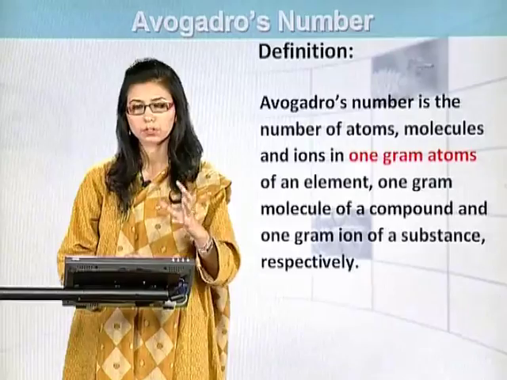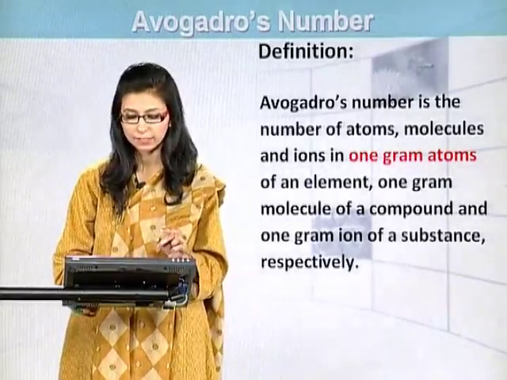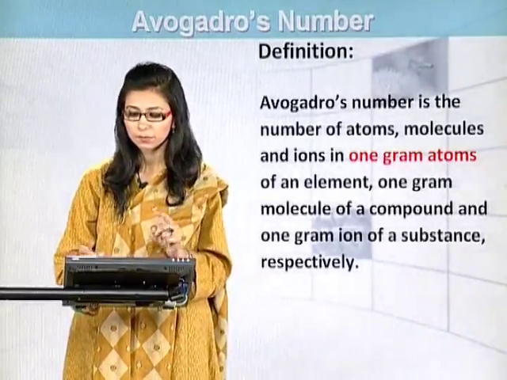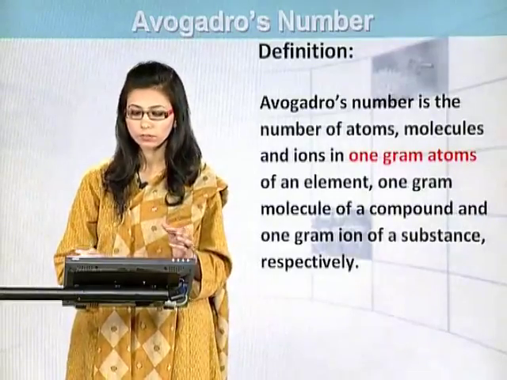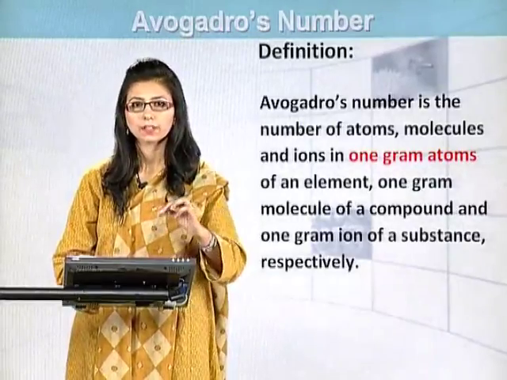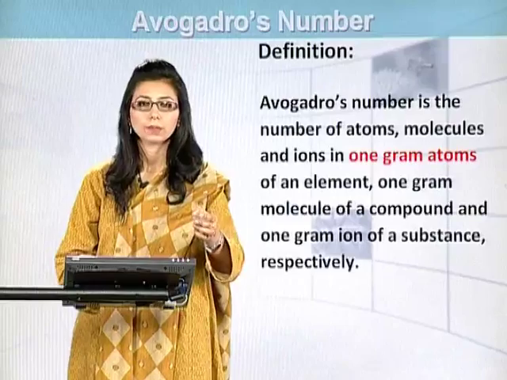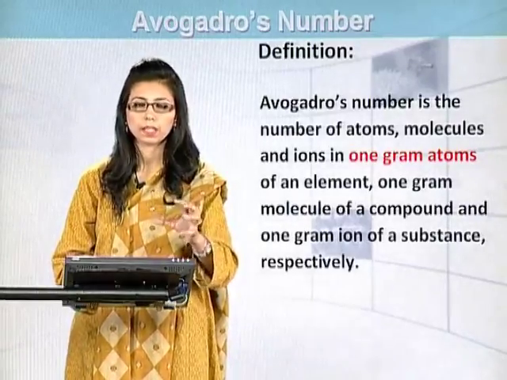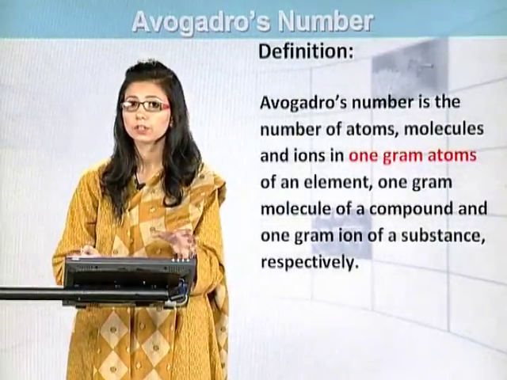If I define Avogadro number, the definition will be: Avogadro number is the number of atoms, molecules and ions in 1 gram atom of an element, 1 gram molecule of a compound and 1 gram ion of a substance. Look, we are talking about different moles, whether they are elements, molecules of compounds or ions, and the number of particles in their moles is what we call Avogadro number.